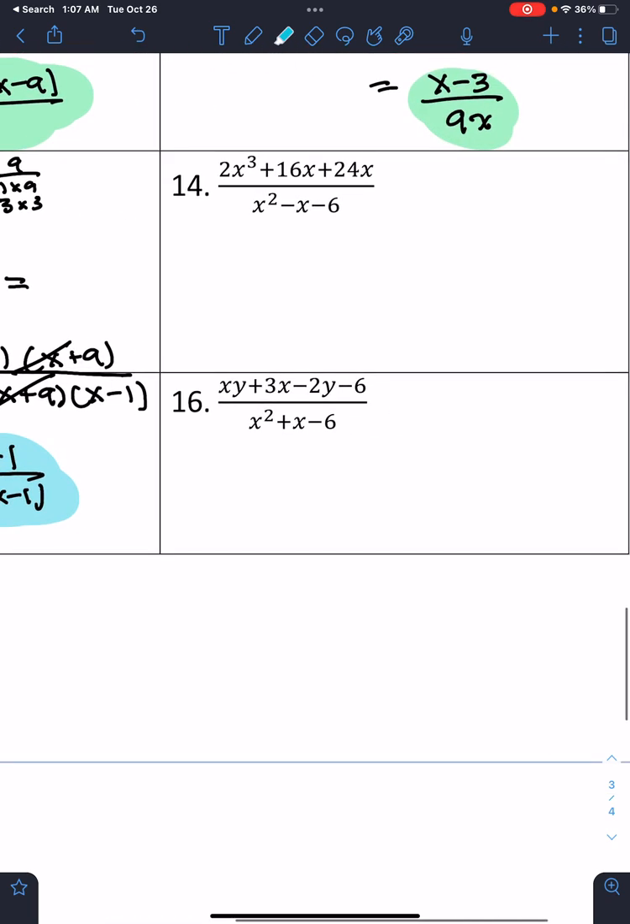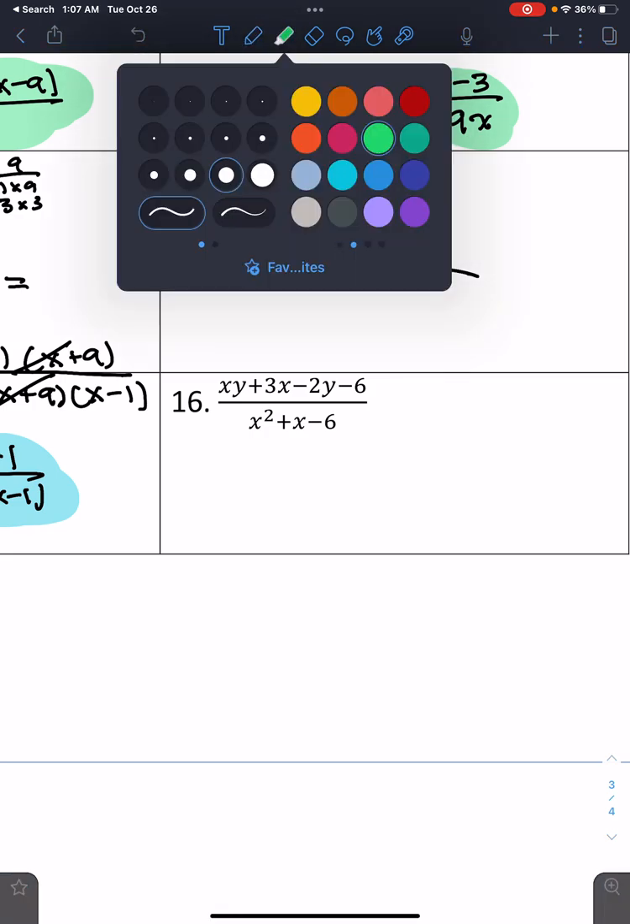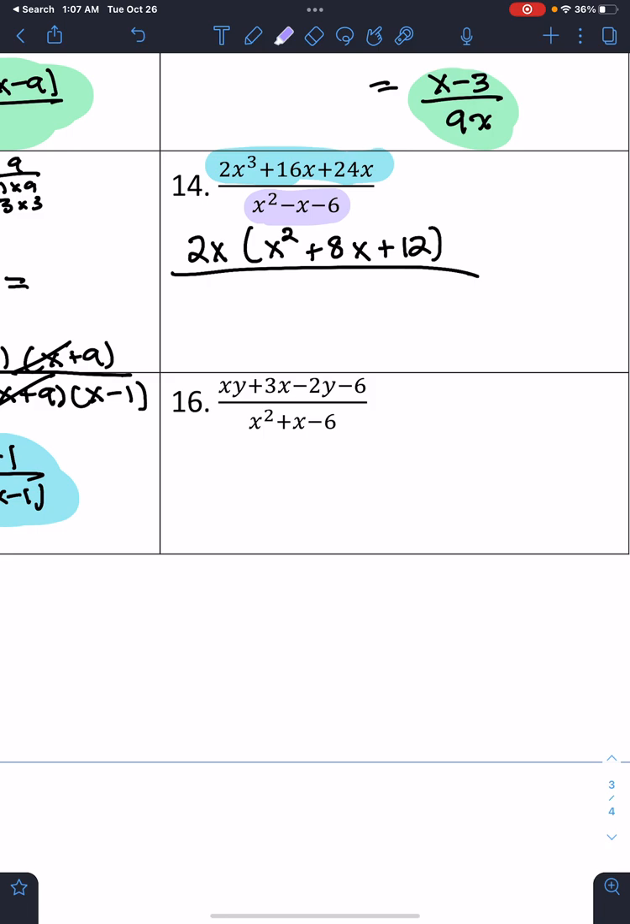Let's move on to 14. So 14, once again, I'm going to look at GCF first. I always see if there's something I could take out. I can take a 2 and an x out. So I'm left with x squared plus 8x plus 12. And then on the bottom, this one could be tricky. I feel like this one gets people. You want to multiply to -6 and add to -1.